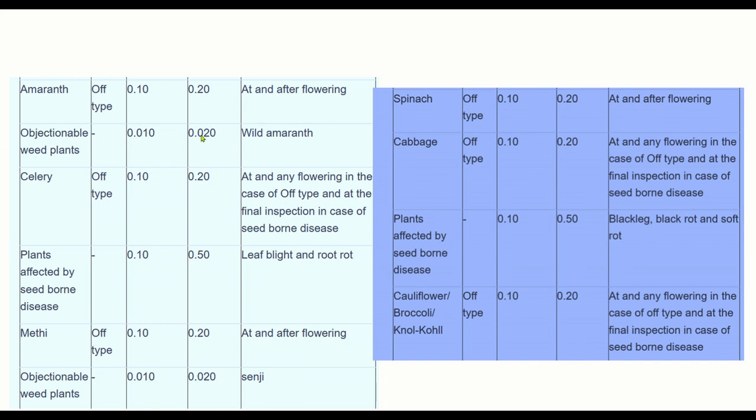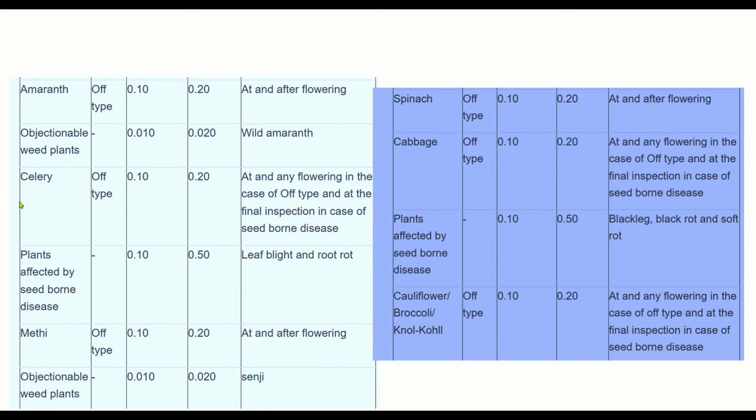And next is amaranth. Field standards are all similar. The objectionable weed is wild amaranth. Wild amaranthus is a cross-pollinated crop plant, so we have to check on this one. The allowable maximum limit for wild amaranth is 0.01% for foundation seed and 0.02% for certified seeds.